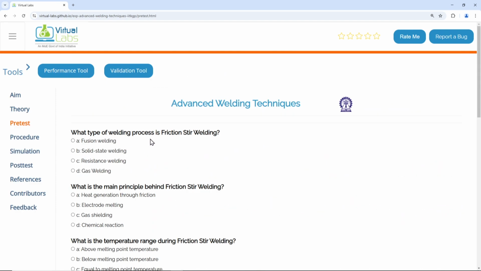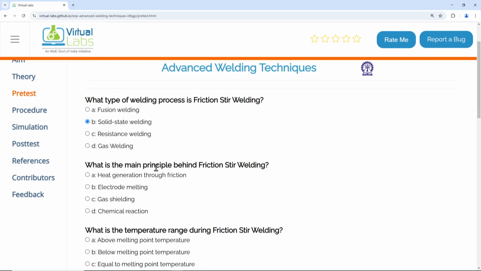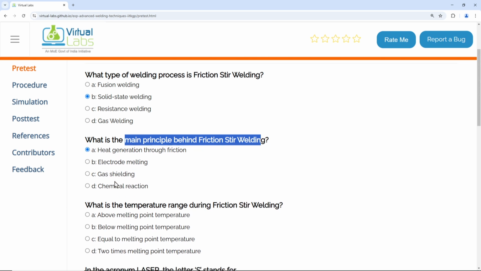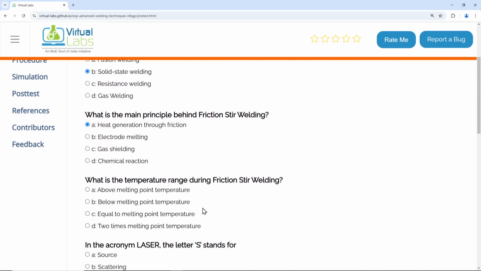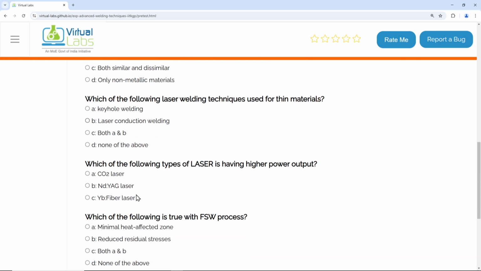What type of welding process is friction stir? It is a solid state welding. It is just due to friction, no fusion, no resistance, no gas is used. What is the main principle behind friction stir welding? It is the heat generation through friction, that is through rubbing. What is the temperature range during friction stir welding? Temperature range is not very high, that is below the melting point temperature. The next questions are all about laser.